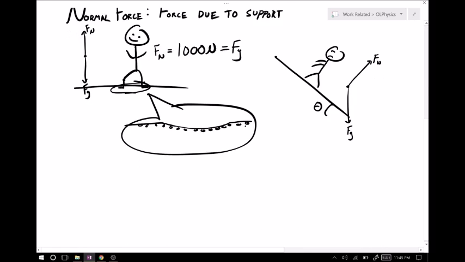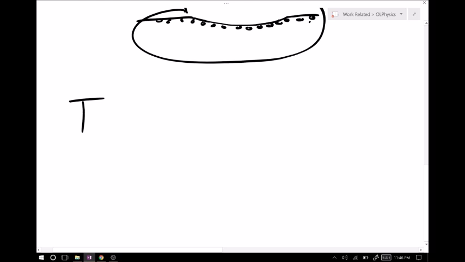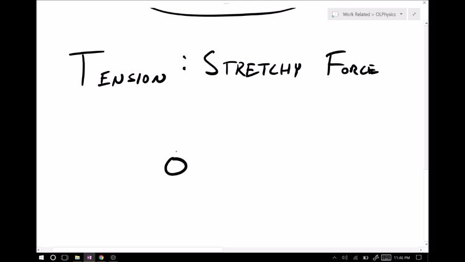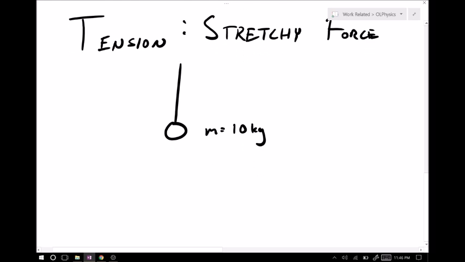Now we have tension force. Tension is also another one we don't really have to do much calculation for. The tension is just a pulling force, a stretchy force. Kind of similarly to normal force, let's say that there is a weight hanging on a rope. Let's say that this weight has a mass of 10 kilograms. If this is just hanging from the ceiling, a question we might want to ask is, what is the force due to tension?